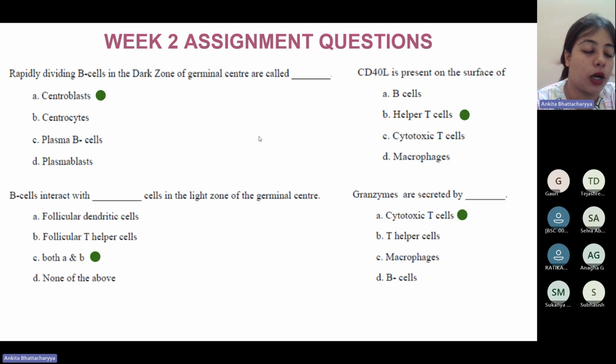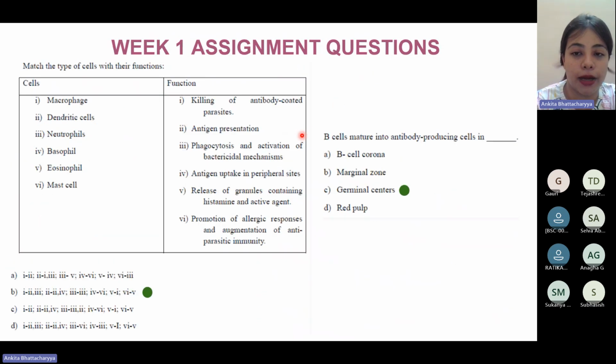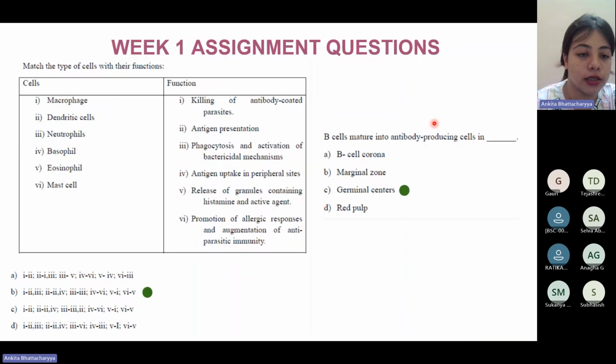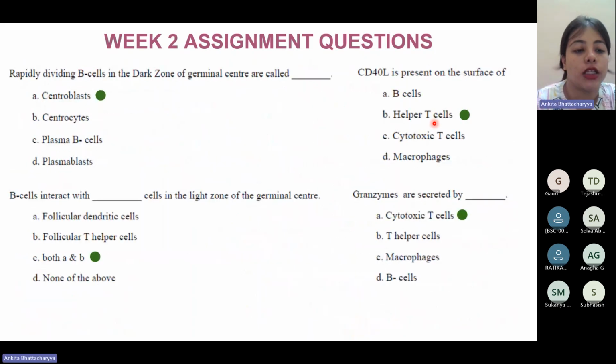The next question was about how B cells interact with dash cells in the light zone of the germinal center. If you remember, obviously they interact with dendritic cells, but also T helper cells. Again, referring back to that schematic, here you see the follicular dendritic cell that is present at the center and how the TH cell is helping with the stimulation as well to allow for the selected centrocyte from the centroblast. Then it differentiates into a plasmablast or a memory cell. So among the sequence of events, it is interacting with these two. Keeping this in mind, the correct option would obviously be both A and B, or option C.